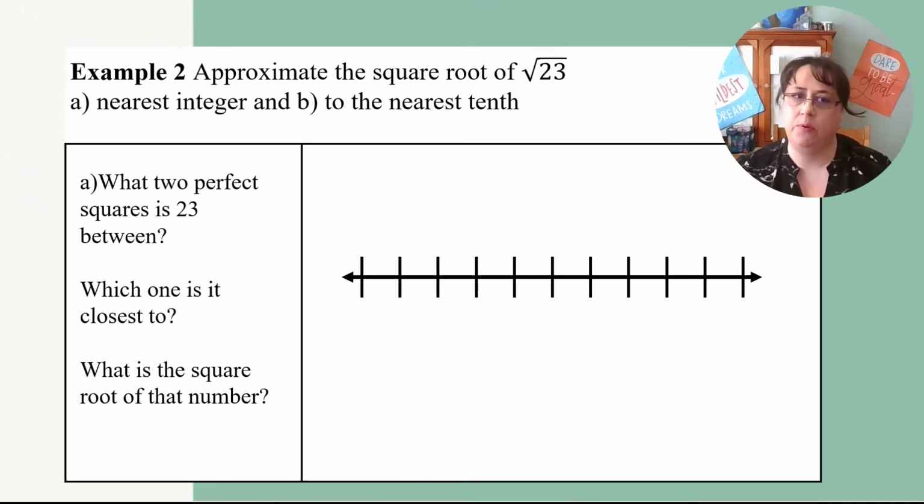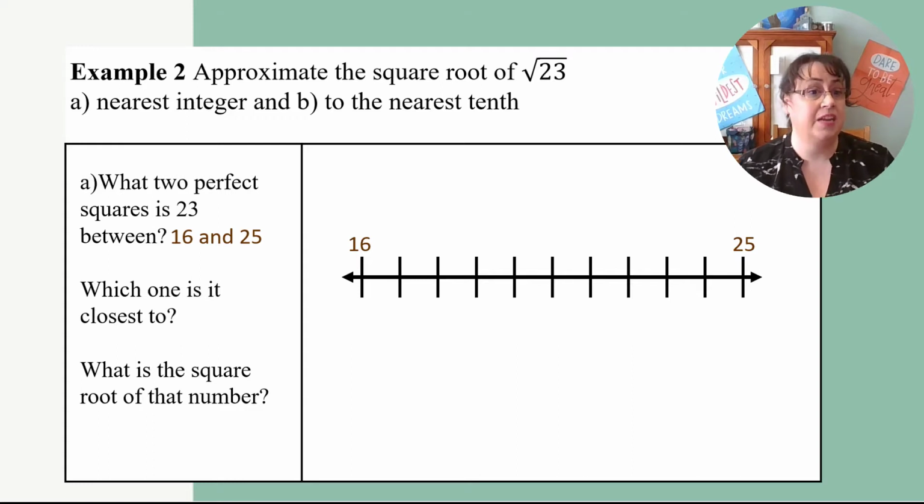We'll be starting with example number 2, approximating the square root of 23, both to the nearest integer and to the nearest tenth. To begin with, we need to find the two perfect squares that 23 is between. Using either our memorization skills or a multiplication chart, we know that 23 is between the two perfect squares of 16 and 25. Now the next thing we need to do is take the square root of 16 and 25. So the square root of 16 is 4, and the square root of 25 is 5.